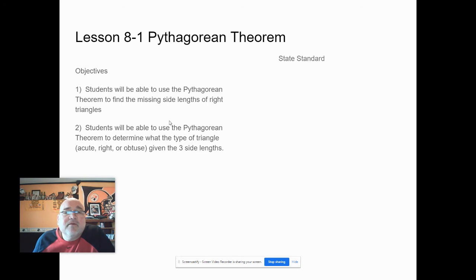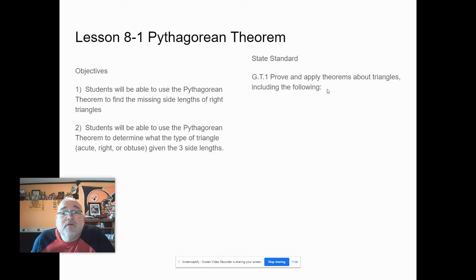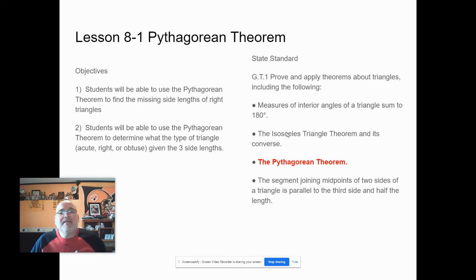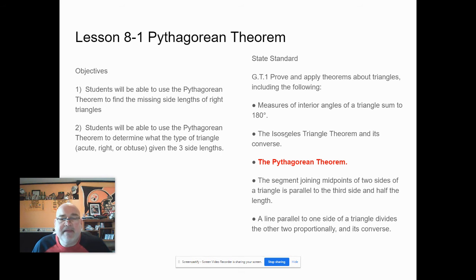What state standard are we covering today? Well, it's the new state standard. It's T1, prove and apply theorems about triangles, including the following. Measures of the interior angles of a triangle sum to 180, we know that. The isosceles triangle theorem and its converse. The Pythagorean theorem. The segment joining the mid-segments, we've done that.